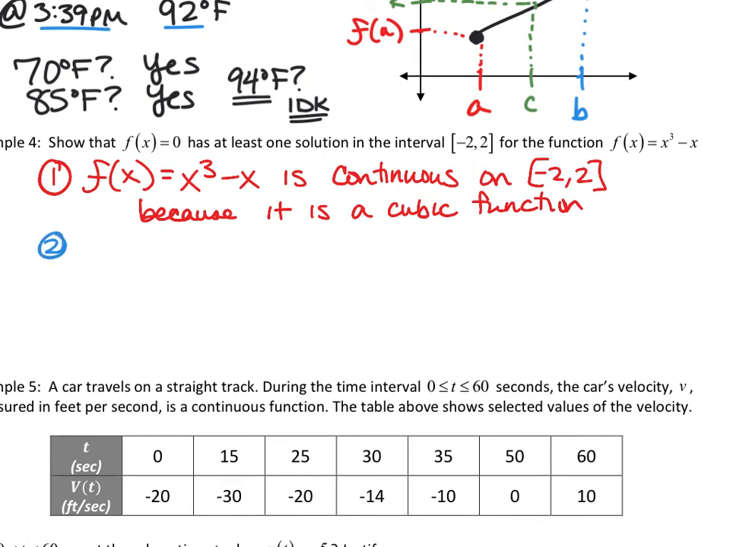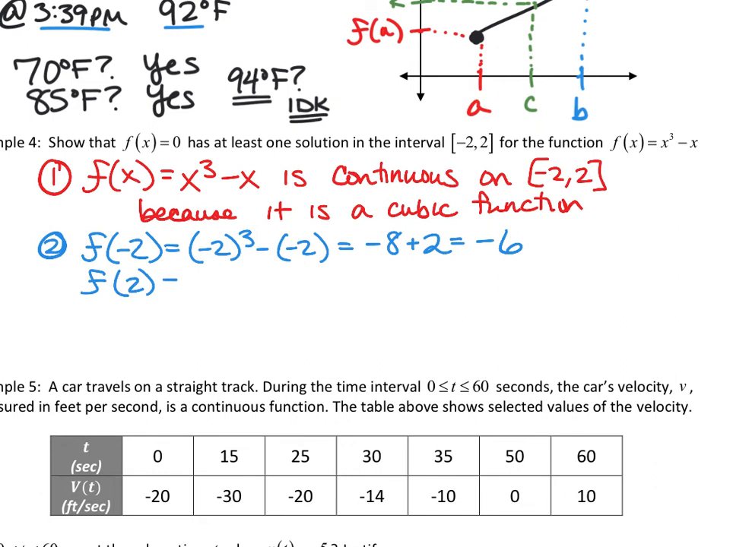The second thing we have to prove is that the outputs at both ends of this interval are not the same. So we need to evaluate f of -2, which means plugging -2 into this equation. -2 cubed is -8, minus -2, that's +2, so that's equal to -6. F of 2 is 2 cubed, I wrote a square, I'll make that a cubed, minus 2, that's 8 minus 2, which is +6. So we can see that these two numbers are not the same.